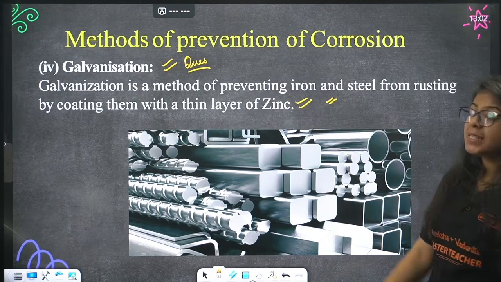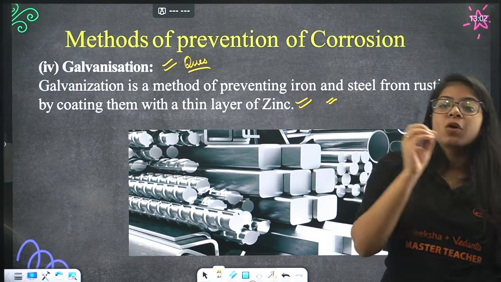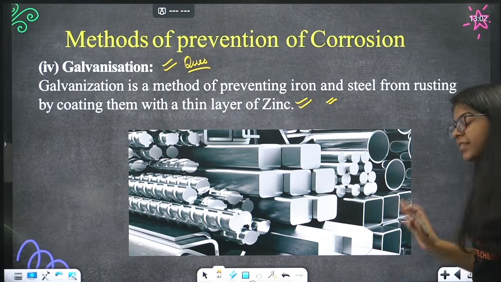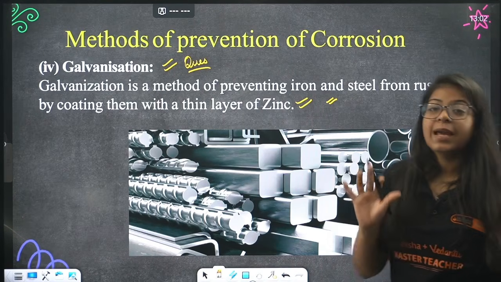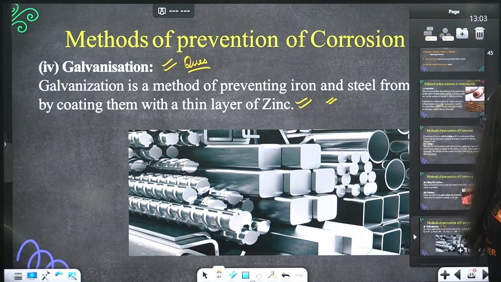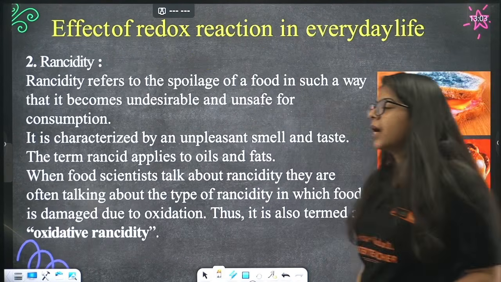Make sure to remember this: protecting iron and steel from corrosion or rusting by coating them with a layer of zinc is called galvanization. Done? Okay, great.